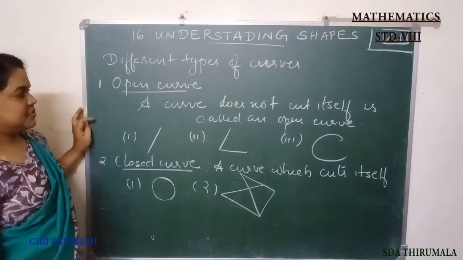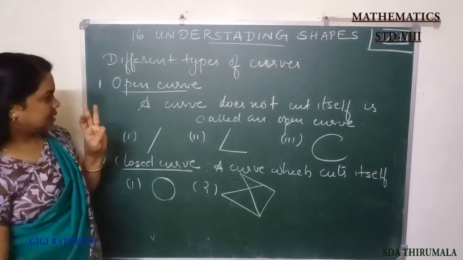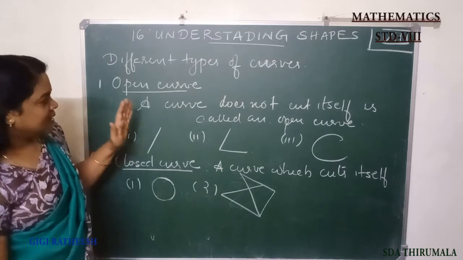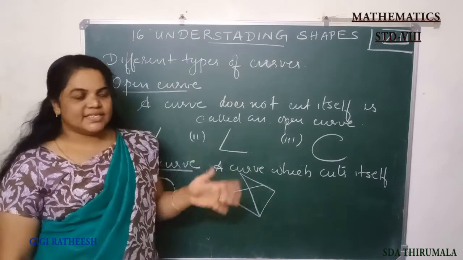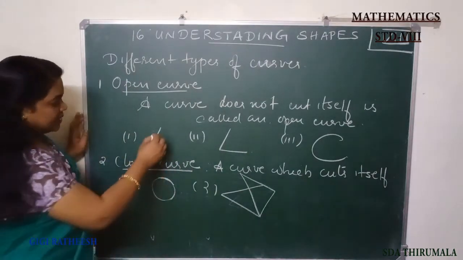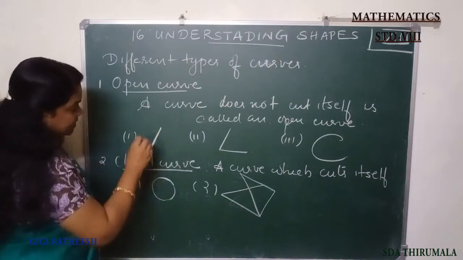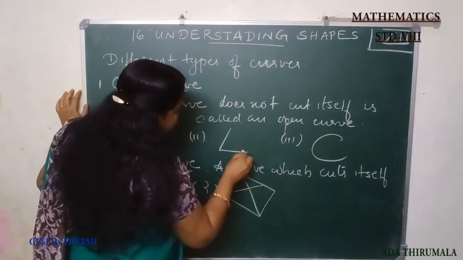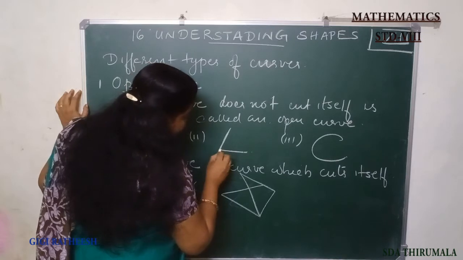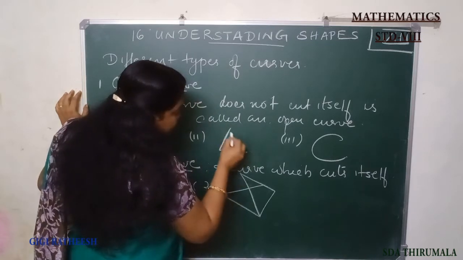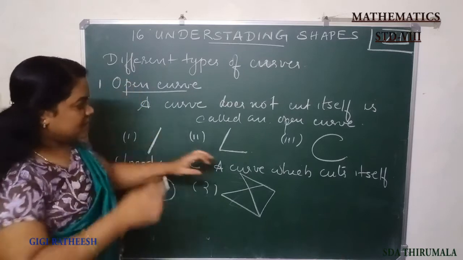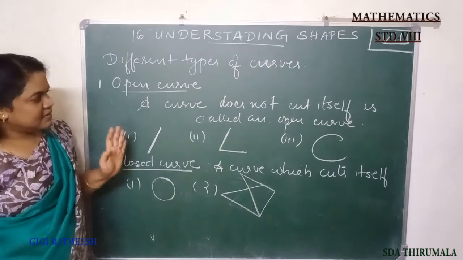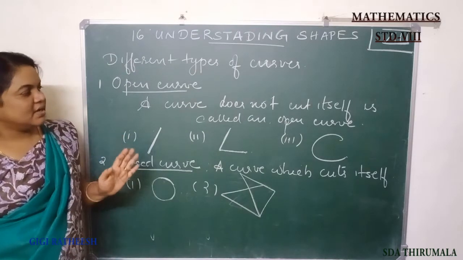Okay, there are three types of curves. The first one is the open curve. What is an open curve? A curve that does not cut itself. This is a curve, but it does not cut itself anywhere. Here also the curve joins here and then here, and it does not cut itself. A curve that does not cut itself is called an open curve.